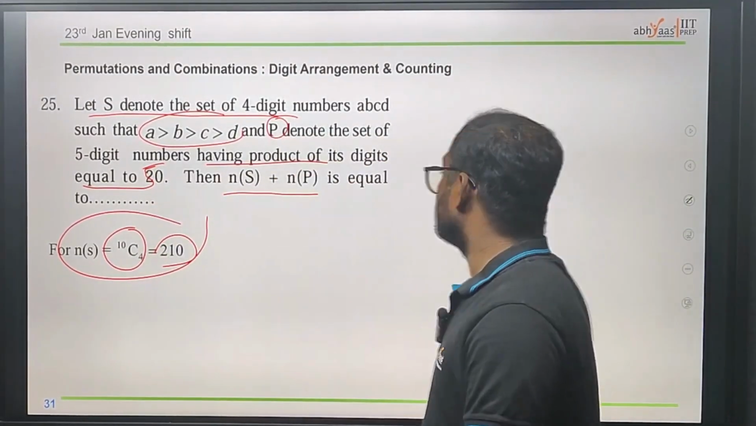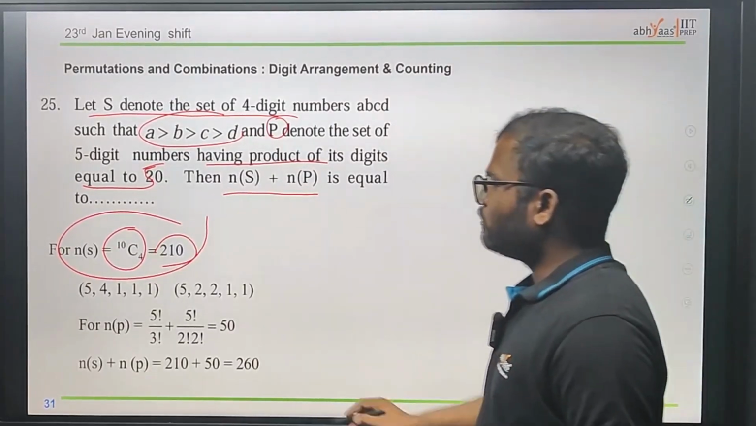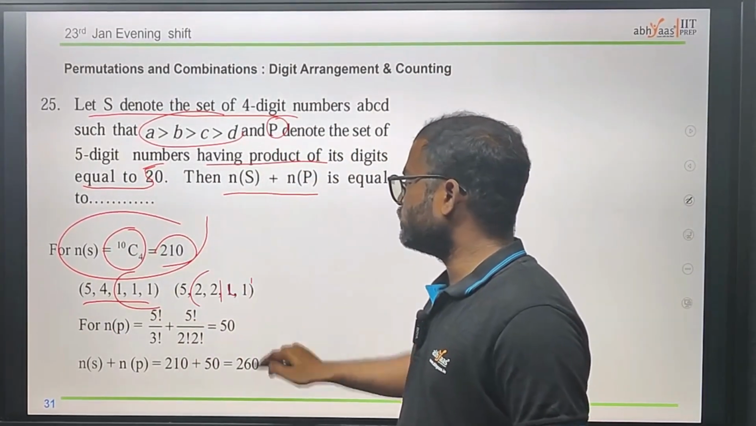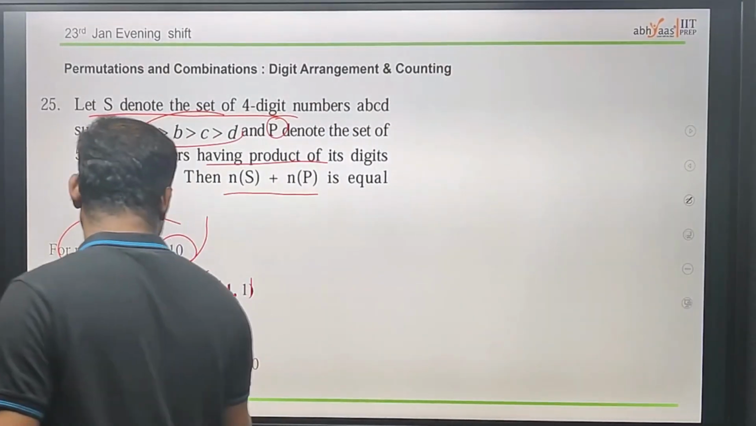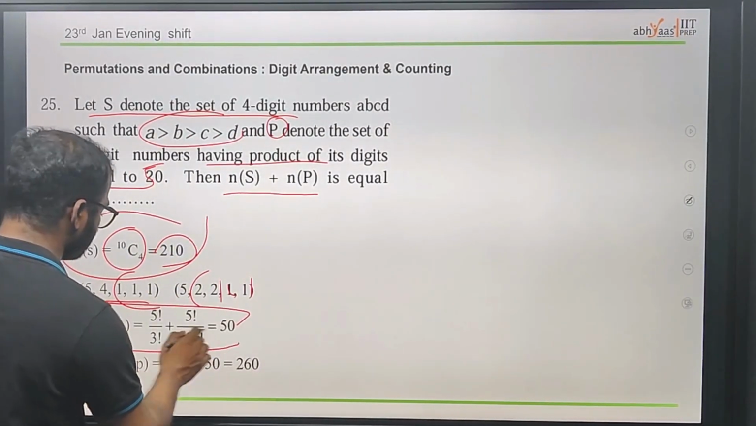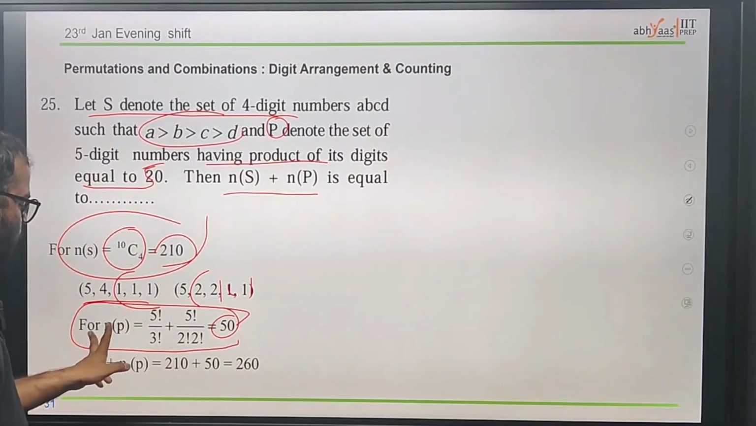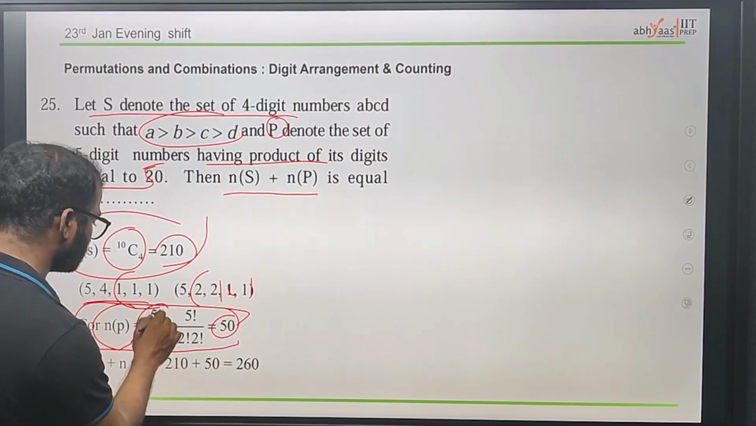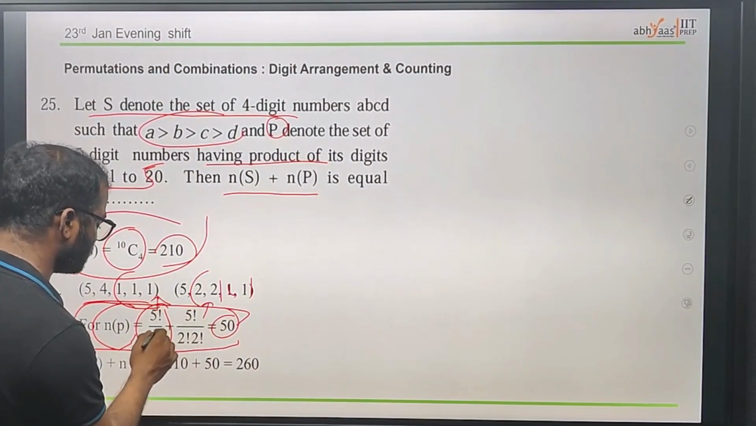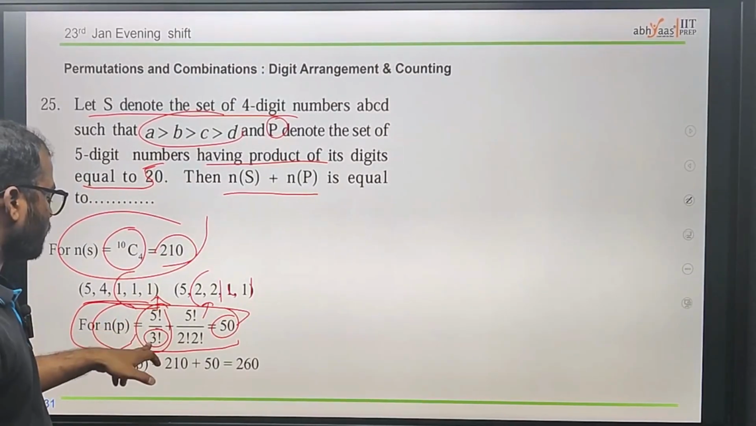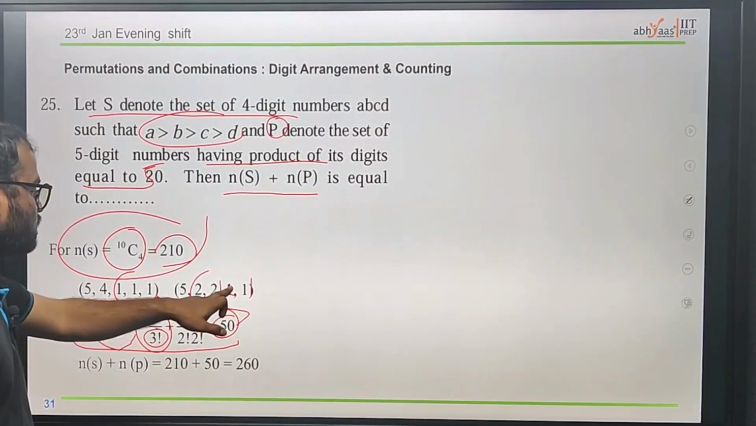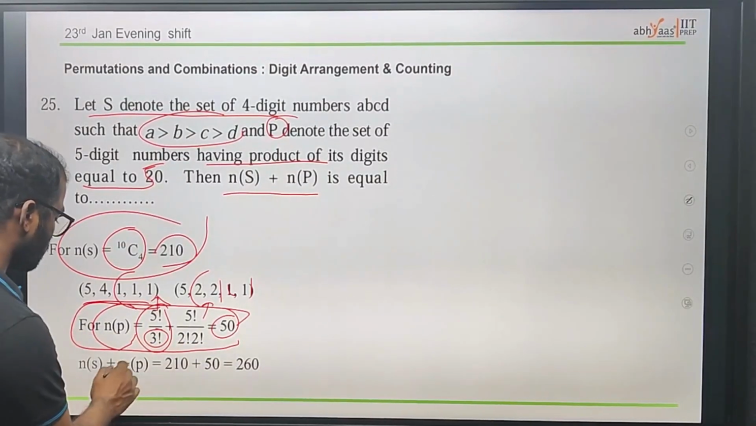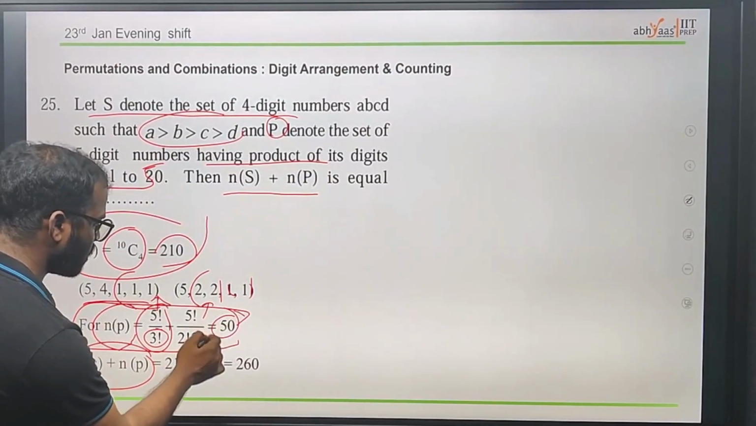For the number of elements present in P, which are 5-digit numbers, we can have two cases: 5 4 1 1 1, where 1 is repeating, and 2 2 5 1 1, where 2 and 1 are repeating. Since they are repeating, we divide by 3 factorial, and 2 factorial times 2 factorial. Therefore the number of elements present in P is 50.